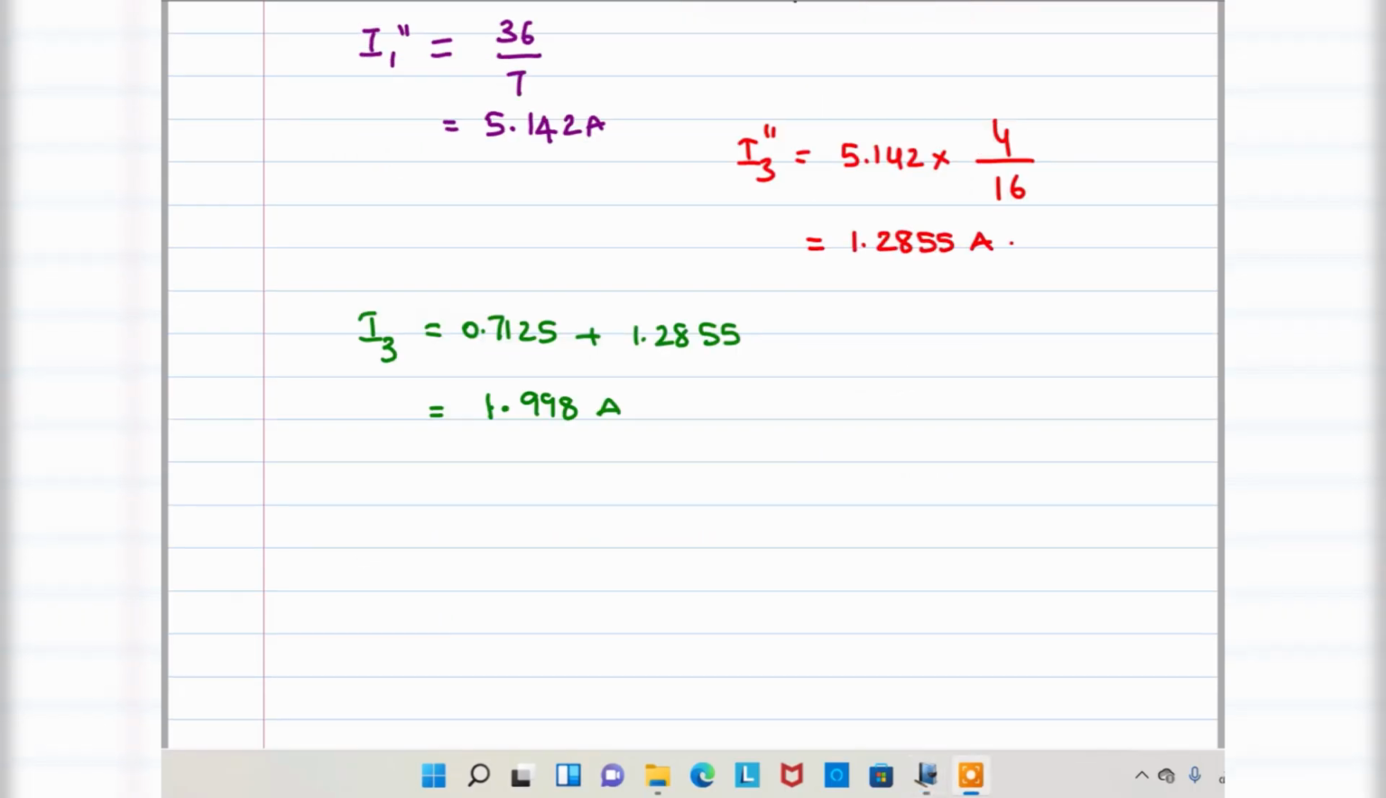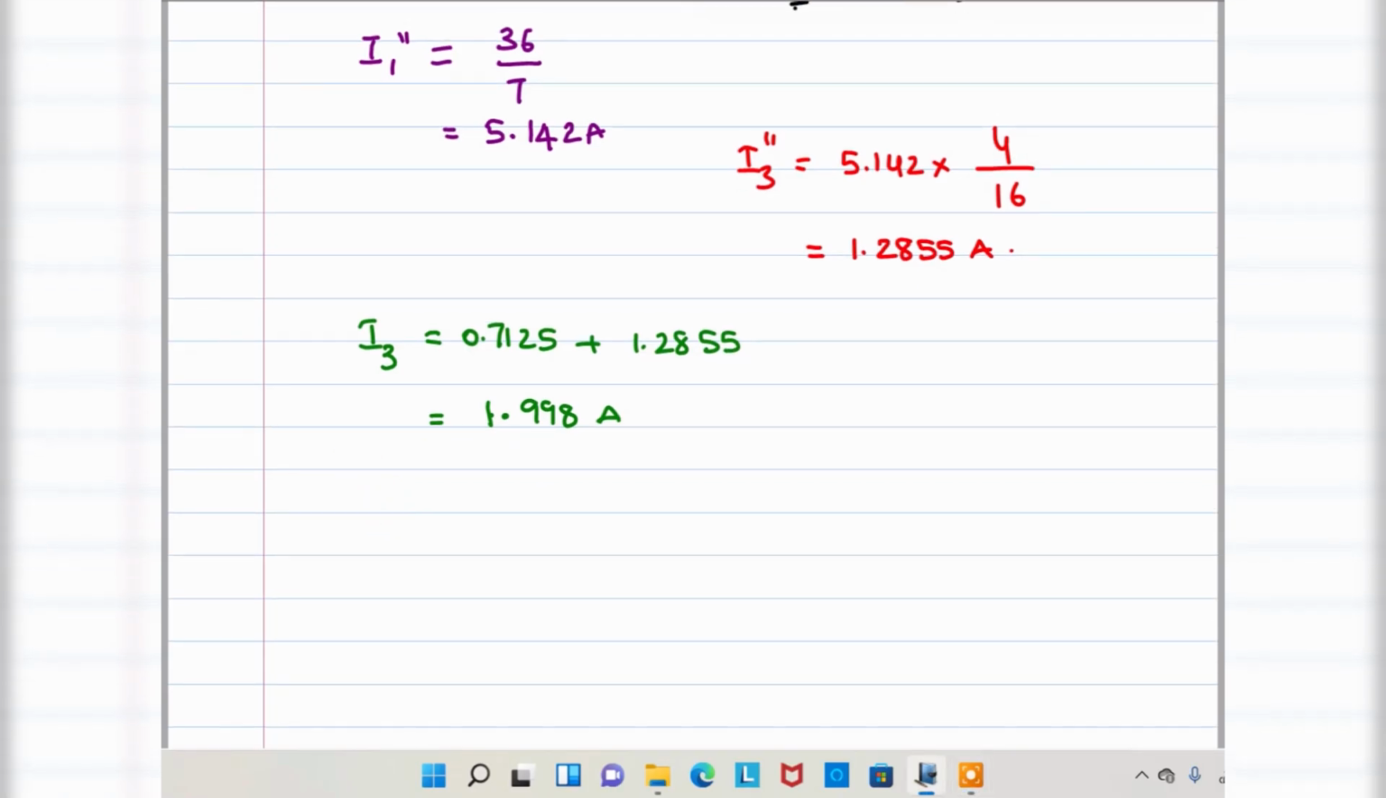So you got total current, first part is done. Voltage across 12 ohms, that is equal to current into resistance. V is equal to IR, Ohm's law. Current is 1.99 amperes, resistance is 12 ohm, that may be 23.976 volt. Okay, this is about the solution.